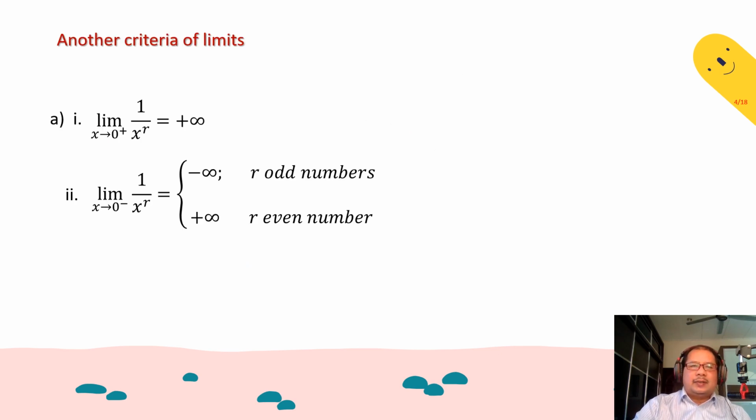Okay, another criteria of limit. First, limit x approaches 0 from the right of 1 over x to the power of r, where r is a positive value, equals positive infinity. Let's say, for example, limit x approaches 0 from the right, 1 over x to the power of 3. You come to 0 from the right, the value for x is positive. So you get 1 over 0 yang positive, which is positive infinity.